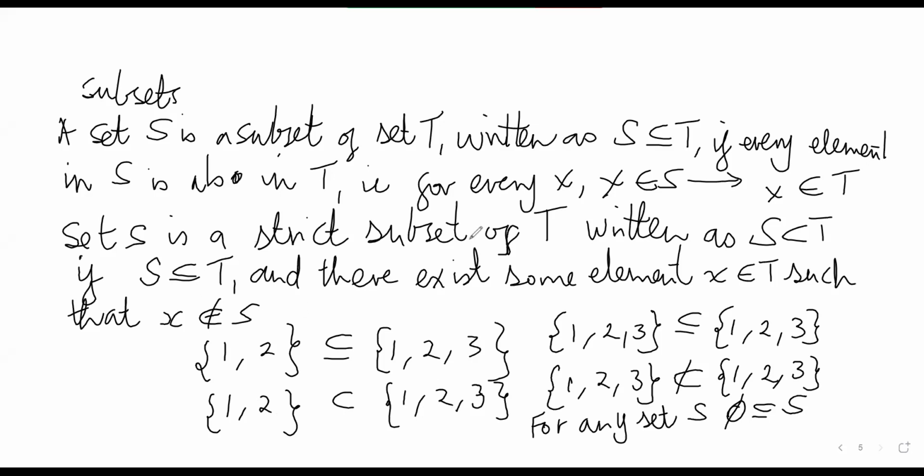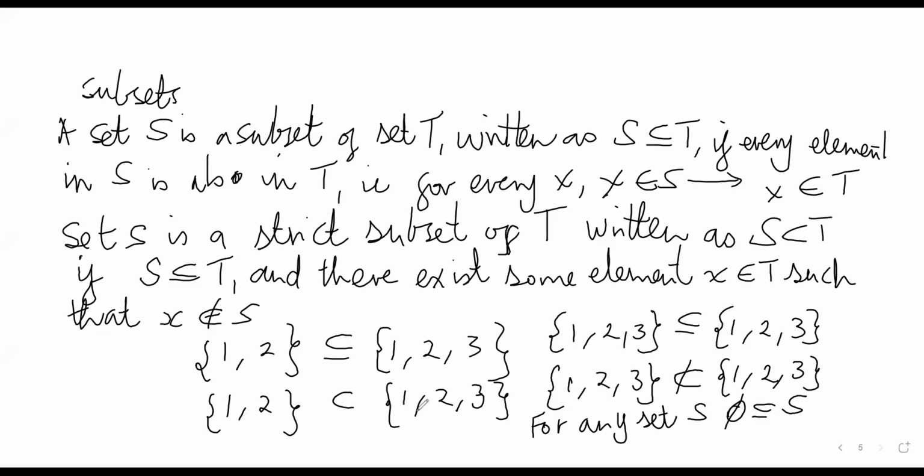Set S is a strict subset of T, written as that, if S is a subset of T, this {1, 2} is a subset of this, okay? And there exists some element X in T such that X is not a member of S. That is true. 3 is in T, but it is not in that. So it has satisfied the conditions for a strict subset. {1, 2} is a subset of {1, 2, 3}, and {1, 2} does not contain 3, which is contained in T. Therefore, it satisfies the definition of a strict subset. And so it is a strict subset.